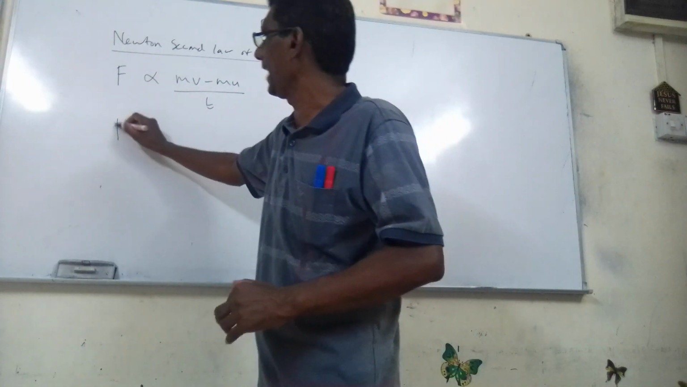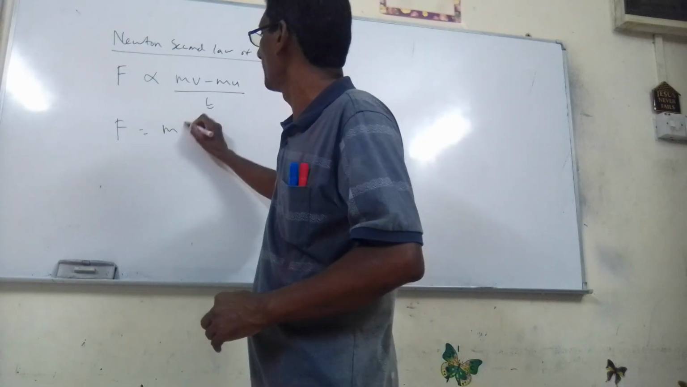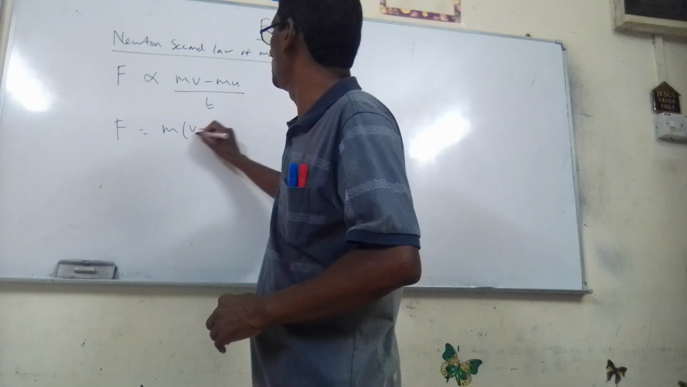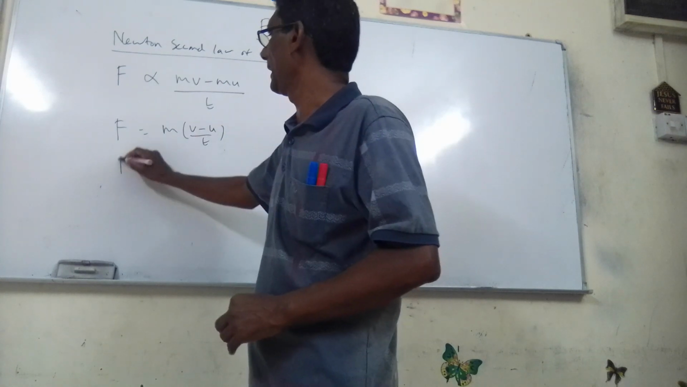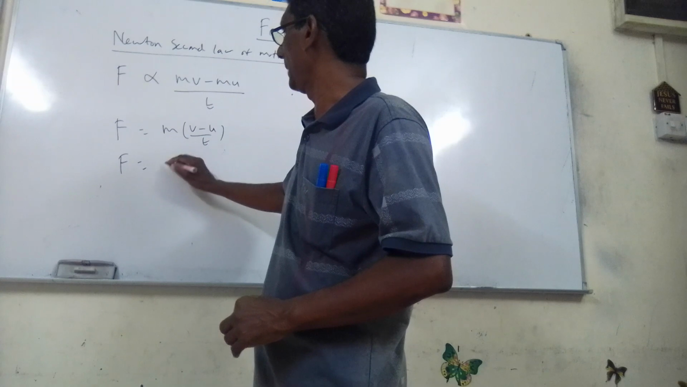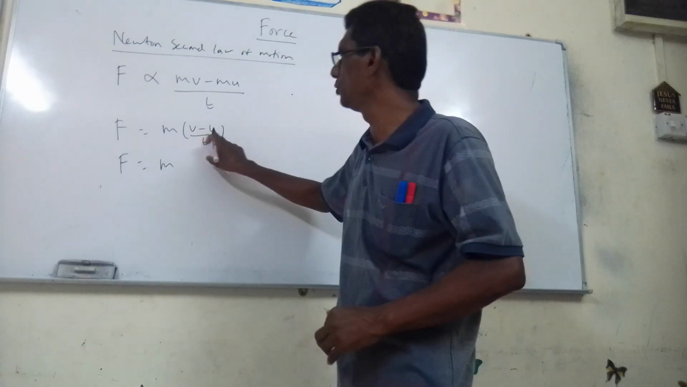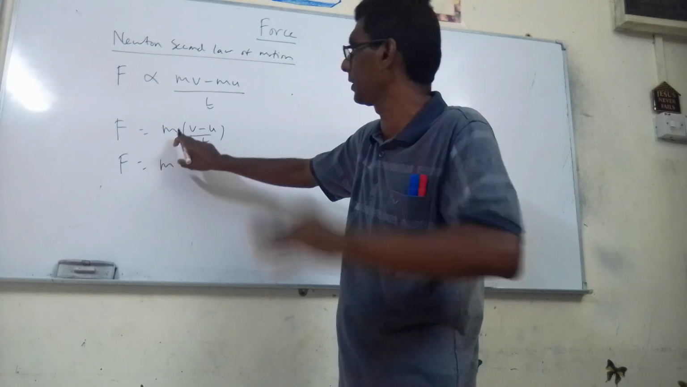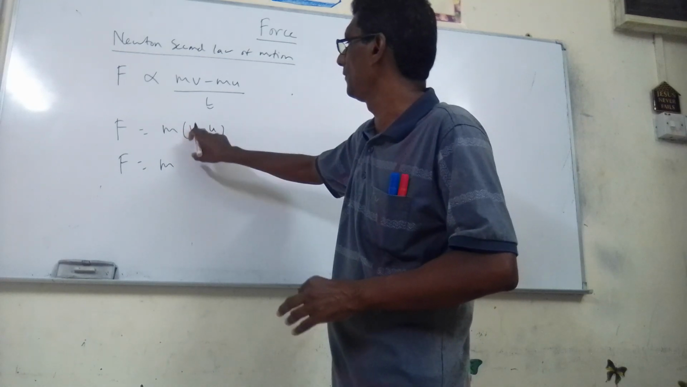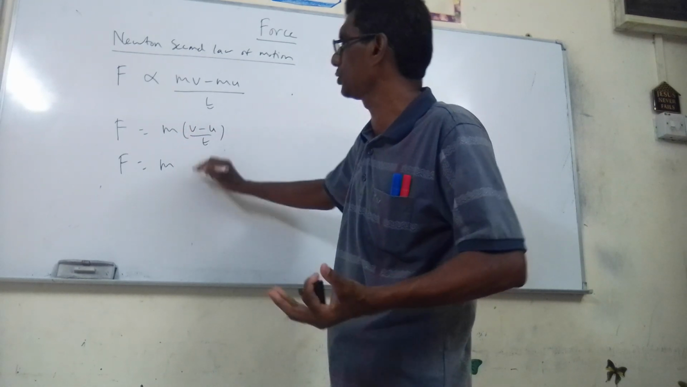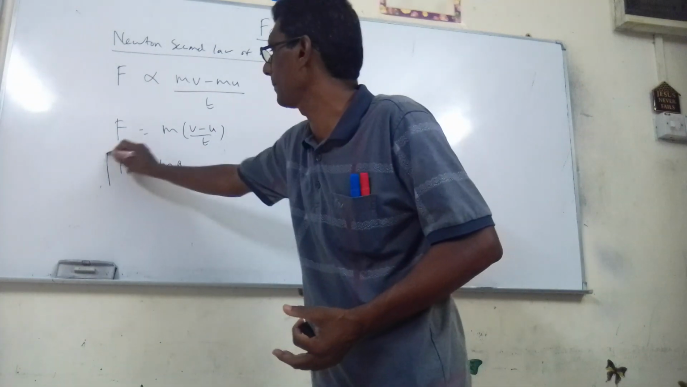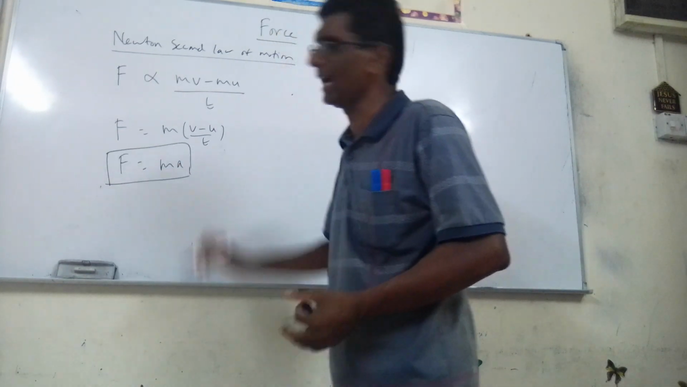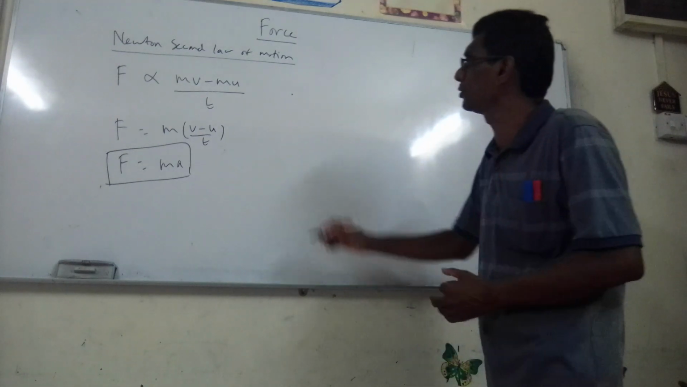So F equals m times (v minus u) over t. We separate out m, and (v minus u) over t is equal to a. So F equals ma. This is the formula. F equals ma.